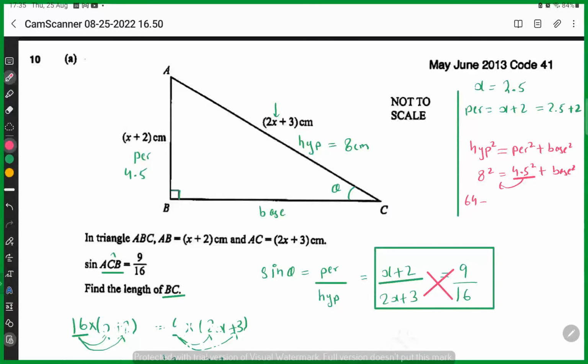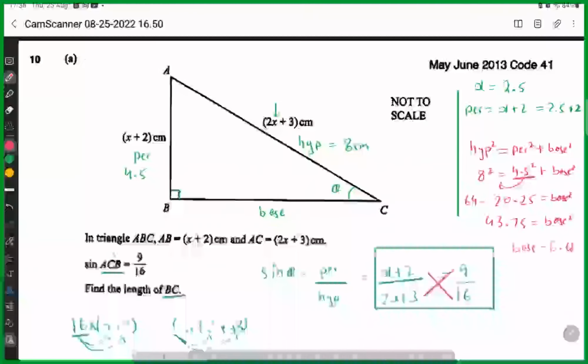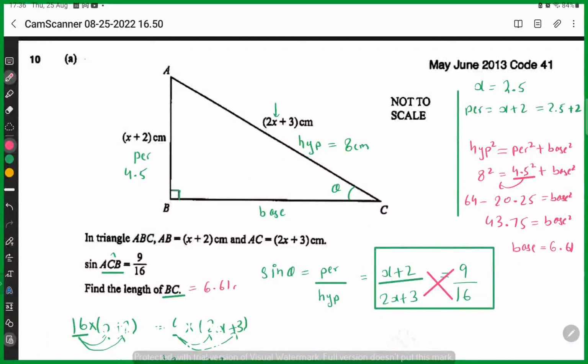Do it on your calculators. This is going to be 20.25 equals base square. 64 minus 20.25 is 43.75 equals base square, and finally base is going to be root 43.75. So it is going to be 6.61. Very well done. So this means that BC is basically equal to 6.61 centimeters.